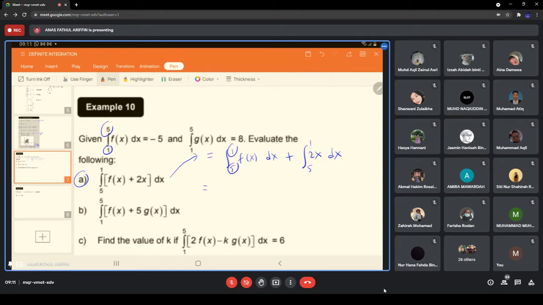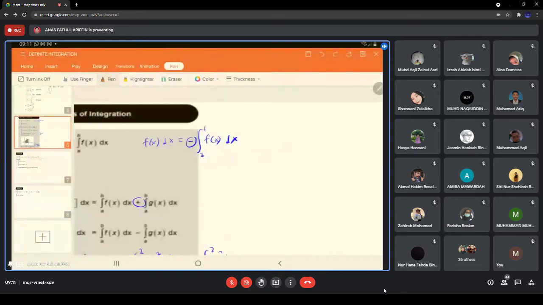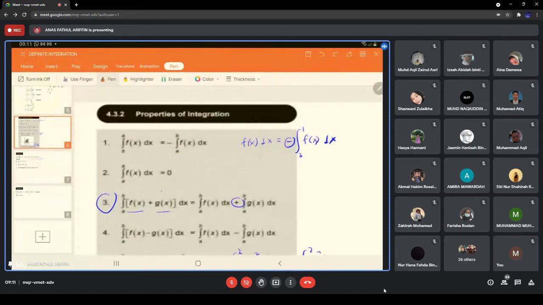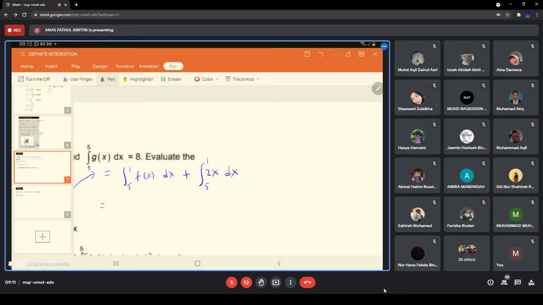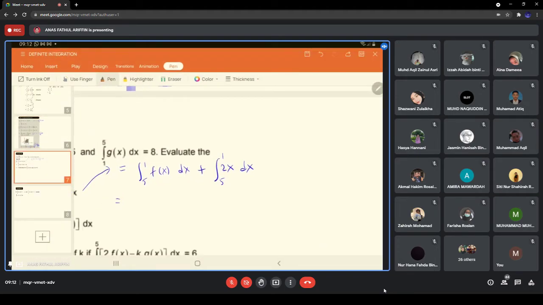5 to 1. So macam mana kita nak tukar dia? Kita tukar kepada apa? Tukar kepada negatif. Negatif. And kita guna apa? Guna property number 1. Okay, we use the first property. Okay, so we have basically from 5 to 1, we want to change from 1 to 5.